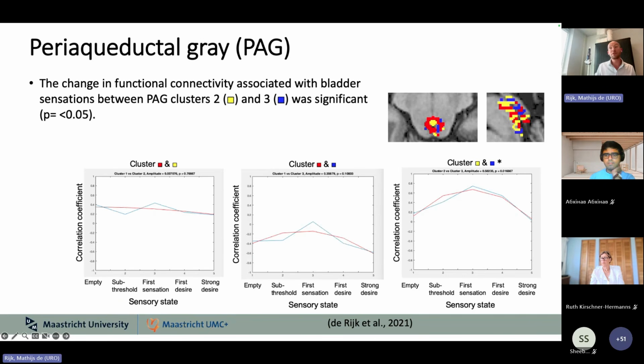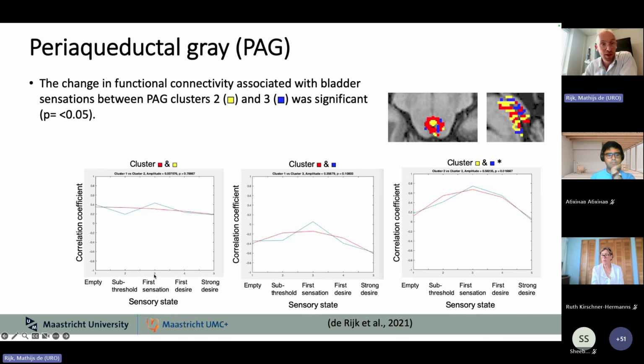Then we are interested in the communication between those regions and how that changes as a function of bladder state. So we had people lying in the scanner, and while we filled their bladder, we asked them what their sensations were. We did this using questionnaires that are also used clinically, on the mixed diaries that patients fill out, and questions that they're asked during normal urodynamic investigations. So we have empty bladder, that's just when we start, and sub-threshold bladder filling, which is the time before they report the first sensation.